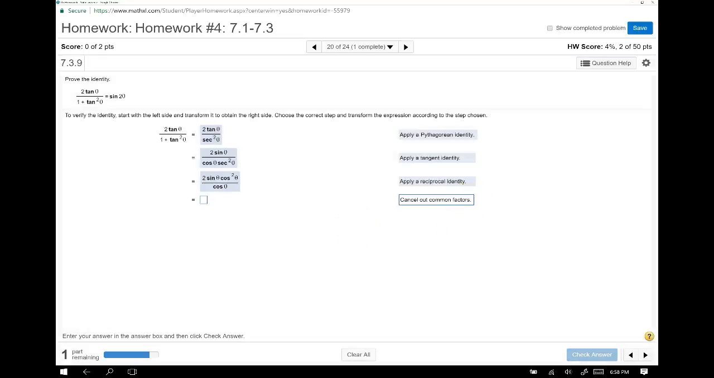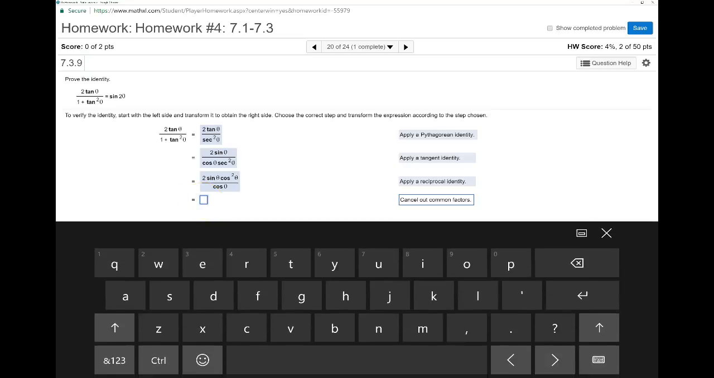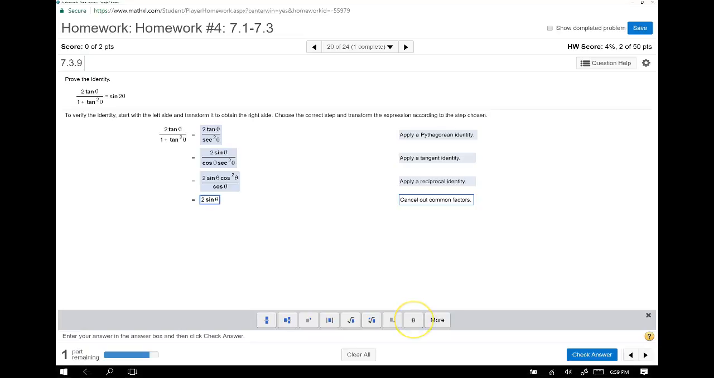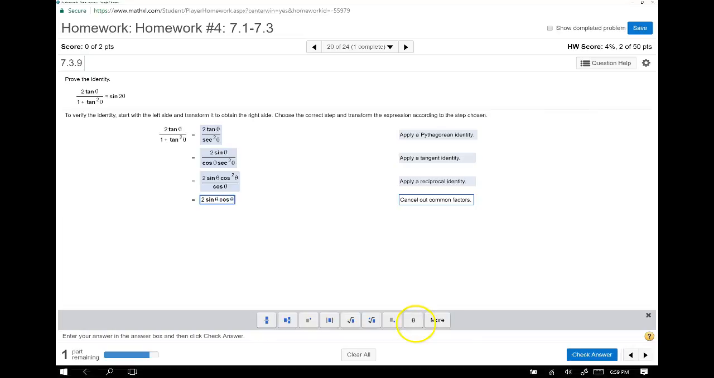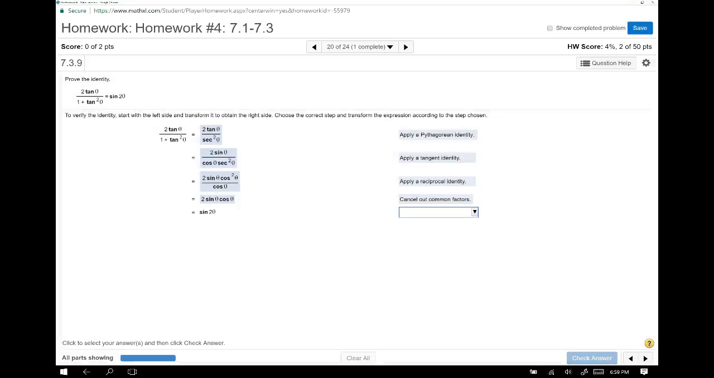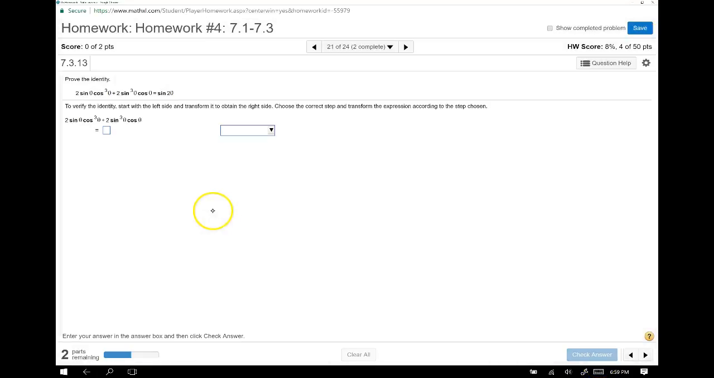Cancel out common factors. A cosine can go from each piece. There's a cosine in the top, there's a cosine in the bottom. If we cancel one from each, we're left with 2 sine theta cosine theta. Two sine theta cosine theta is equal to sine 2 theta. Sine 2 theta is a double angle identity, because I see a times 2 inside of the angle.